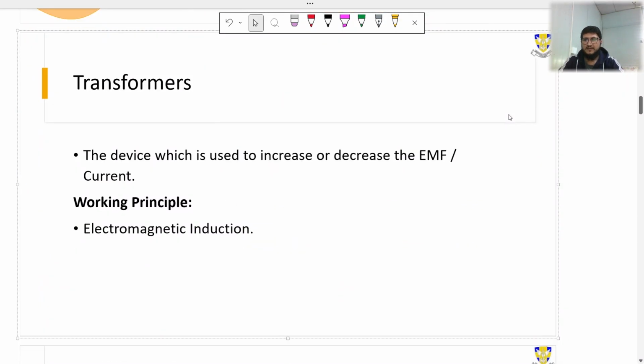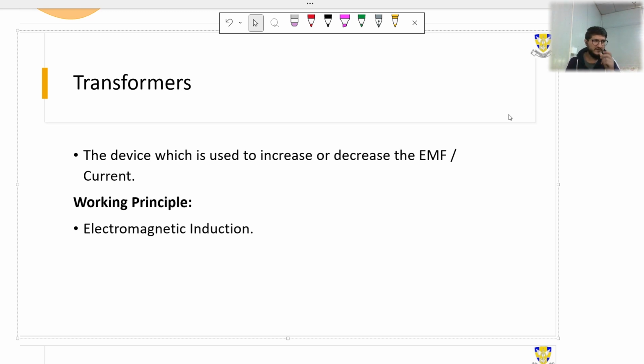So what is a transformer? It is a device which is used to increase or decrease the EMF or current. So what is the function of the transformer, or what is the working principle of transformer? The working principle of transformer is electromagnetic induction, means it is going to induce the current from one coil to another coil. Now, why do we use the transformer? What is the function of the transformer?